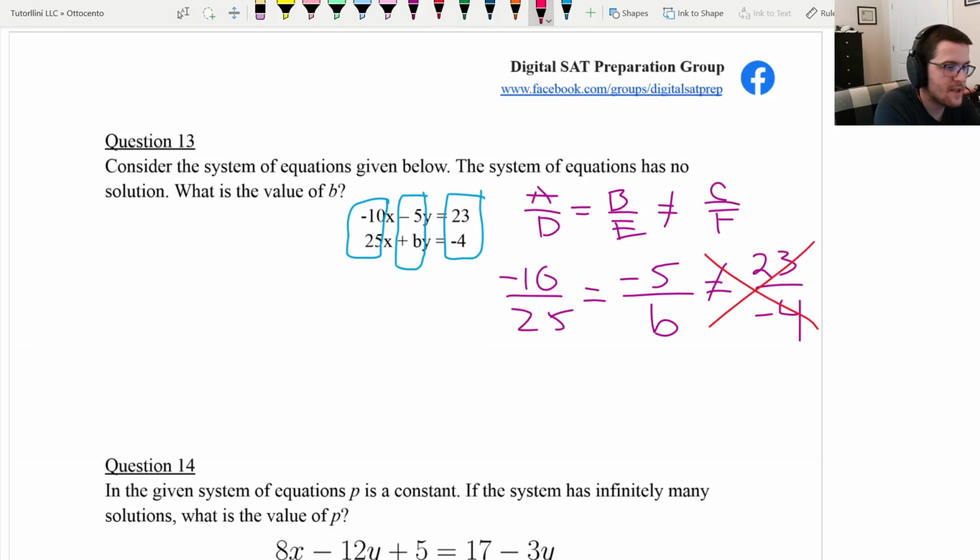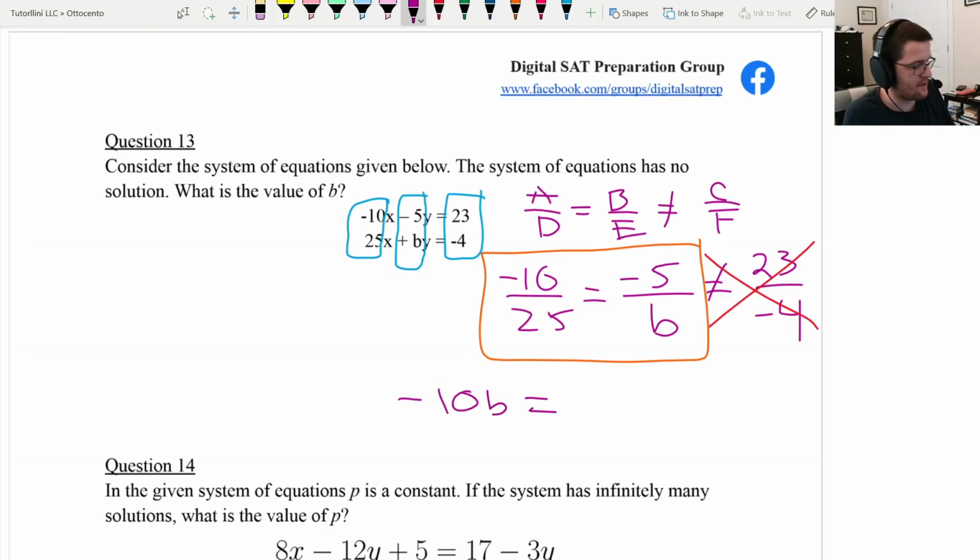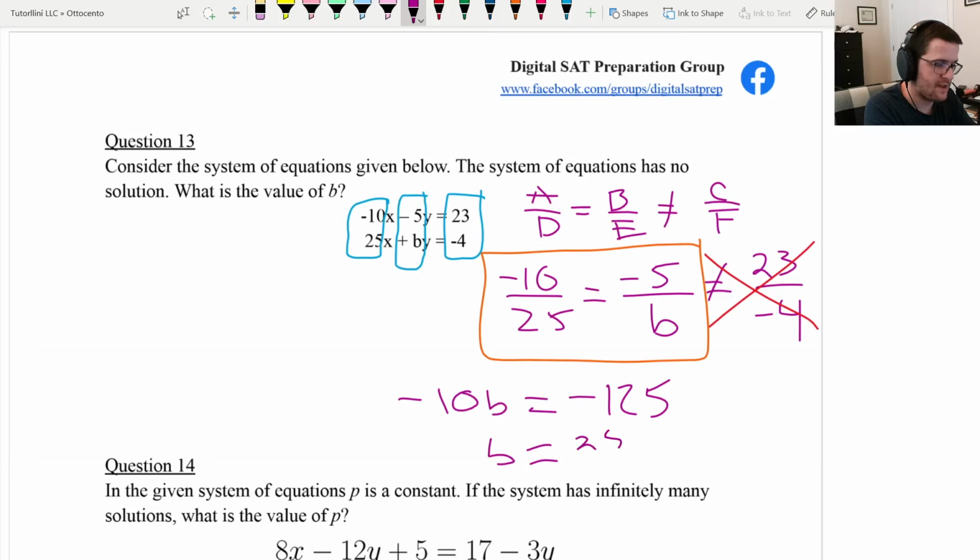So we're going to just look at this guy, and we are going to cross multiply. So we get -10b equals -5 times 25. That's -125. Then we divide both sides by -10. And we should get 25 over 2.